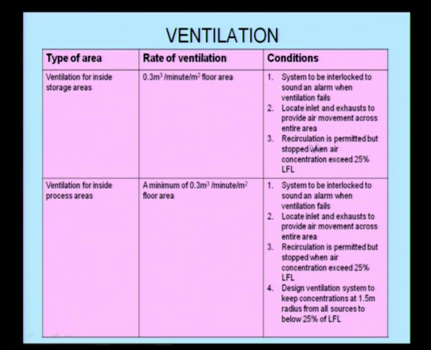Subsequently, you must also permit recirculation when the ventilation goes below, but of course it is stopped when air concentration exceeds 25% of lower flammability limit. Suppose if you are looking for ventilation guidelines inside the process area, ladies and gentlemen, this requirement is for inside the storage area. Now I am looking for the ventilation guidelines inside the process area, then a minimum of 0.3 cubic meter per minute per square meter area is again recommended for the process area.